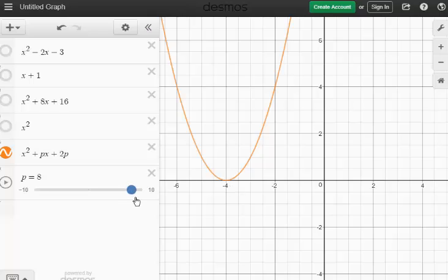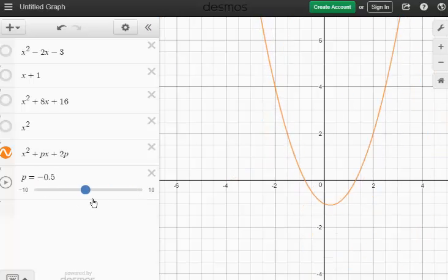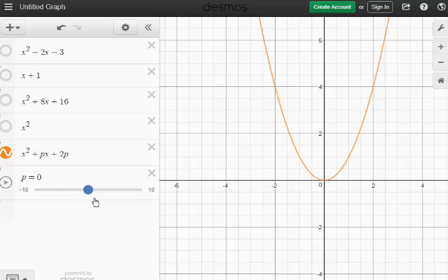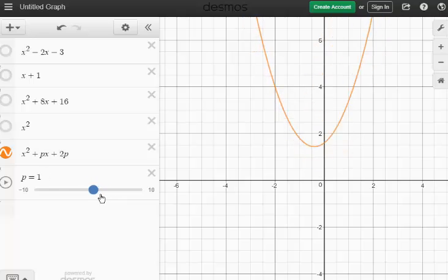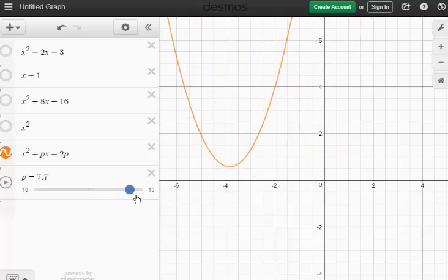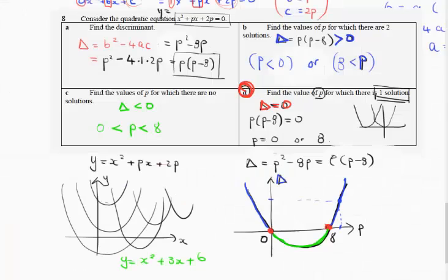Just one solution, or one x-intercept. And what happened between 0 and 8? So 0 was like here. One solution, one solution. Between 0 and 8, no solution, right? No solution. True? This is very, very interesting. So you can see, between 0 and 8, no solution.